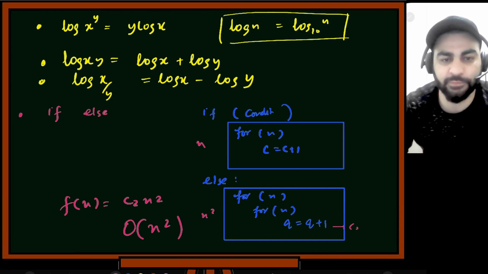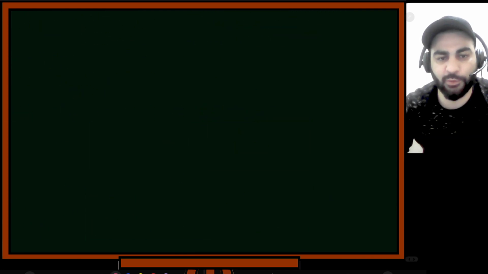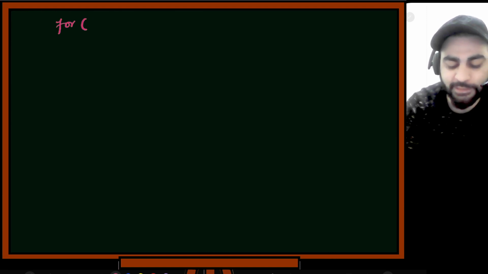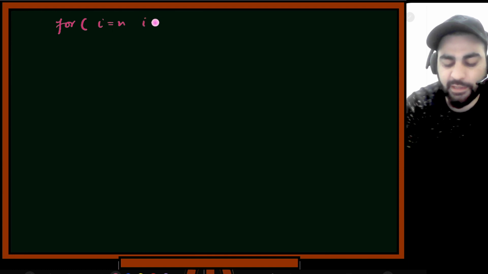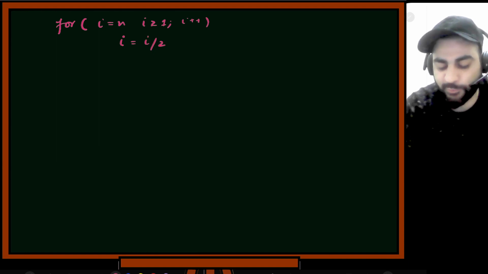Yes, sir. Okay, so now again I'll give an example. If I have a for loop, for i starts with n, i is greater than or equal to 1, and i plus plus, and here i is equal to i divided by 2.